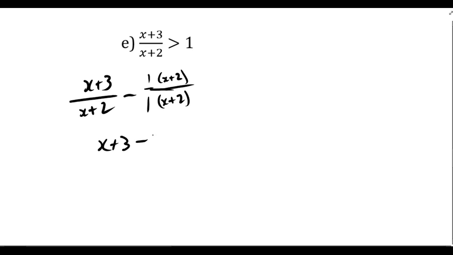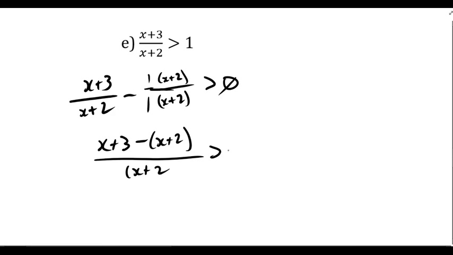So the x plus 3 is fine. I'm going to take the 1 over and I'm going to subtract it. And I'm going to multiply by x plus 2 over x plus 2. Right? So it's kind of like 1 over 1 times x plus 2 over x plus 2. This is like we're getting a common denominator. So now I have x plus 3 minus x plus 2 over x plus 2 greater than 0.